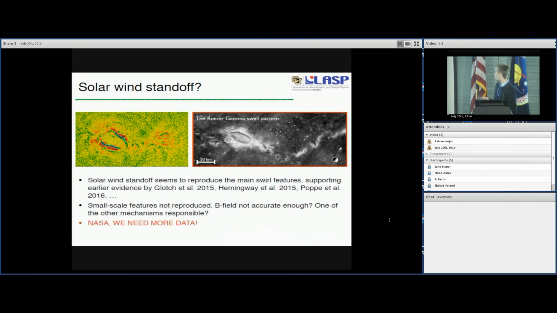Good. But I think we just need more data to figure this all out. I can hand wave and say, hey, look, it looks a bit like Reiner Gamma, maybe not. But so far, with our data available, we can't really say much more than that.